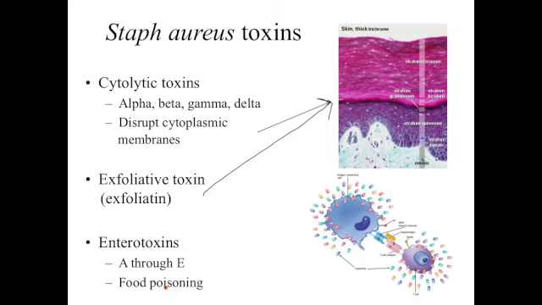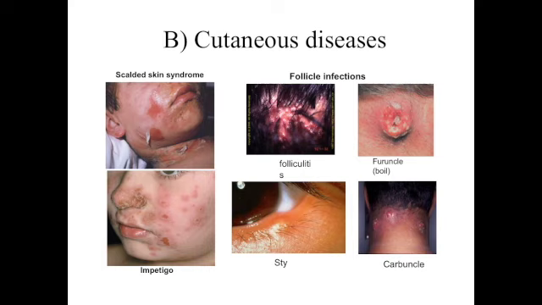Now I apologize for the gross pictures here, but these are some infections that Staph aureus can cause. Scalded skin syndrome, which we'll talk about a bit more in a slide or two. They can cause folliculitis, which is an infection of follicles. They can be relatively small, like in this picture, or they can be large and be called a furuncle or a boil in the picture on the right. If many furuncles come together, they are called carbuncles.